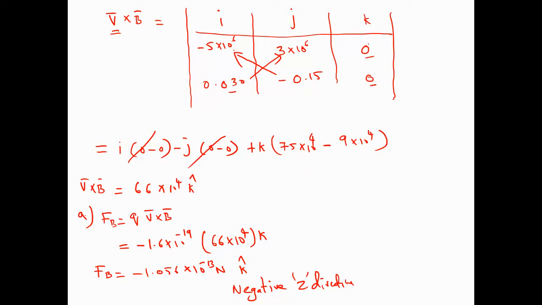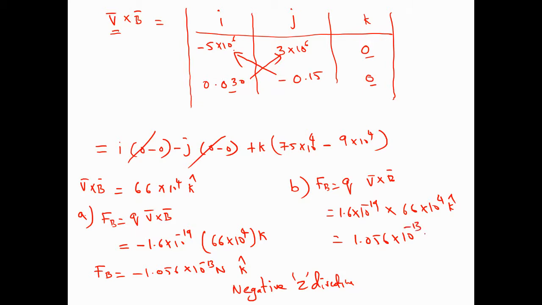And for the proton, I don't want to repeat the same step because it's very easy, same value, but the only thing you have to do is write the formula for the proton, V cross B. V cross B will be the same, but what should be the charge of the proton? 1.6 multiplied by 10 to the power of minus 19, multiplied by 66 multiplied by 10 to the power of 4 k cap. When you multiply, you will get 1.056 multiplied by 10 to the power of minus 13 Newton k cap. So what should be the direction for the proton?